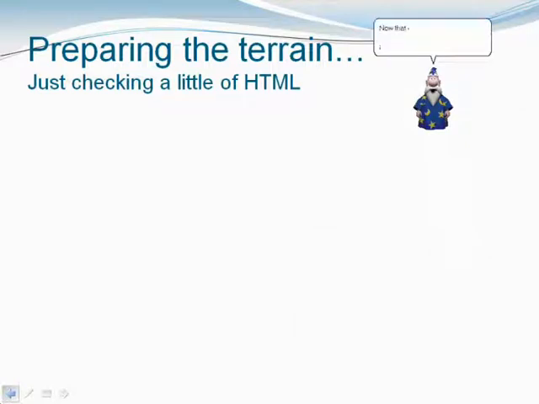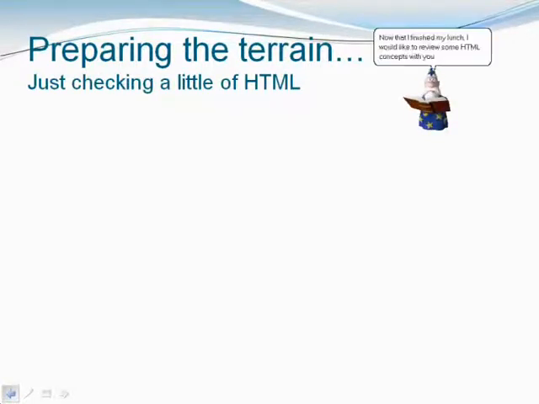Hello. Now that I finished my lunch, I would like to review some HTML concepts with you. As you may know, HTML consists of special groups of characters, called a tag. The tags affect how text is displayed in the browser. A browser is a program used to view web pages, like Microsoft Internet Explorer for example.